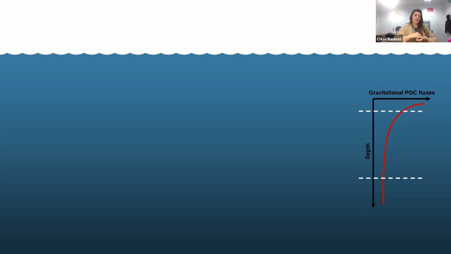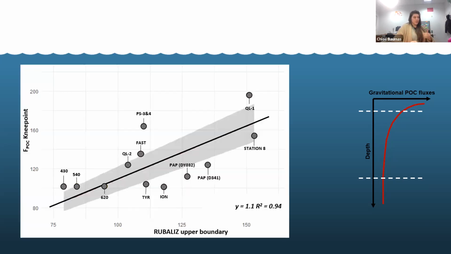However, we need to verify if it is relevant regarding the sinking POC fluxes. So is Rubalis better to target the attenuation part? This graph shows horizontally the upper boundary found with Rubalis, and vertically the key point of the POC fluxes. In mathematics, the key point corresponds to the point where the curve tendency starts to change, so in this case, the start of the attenuation.